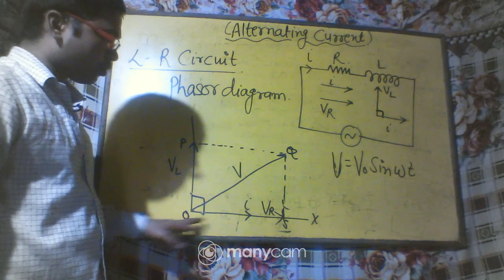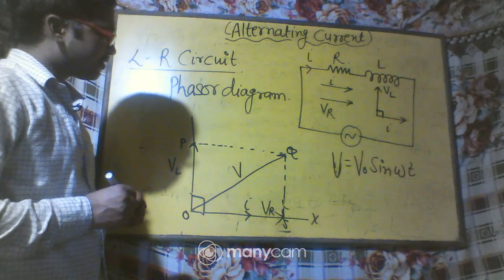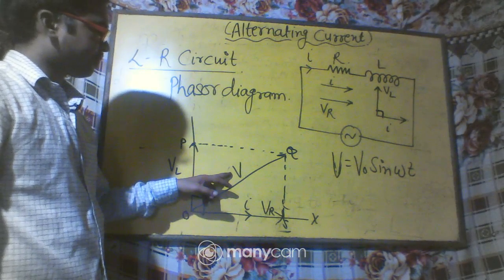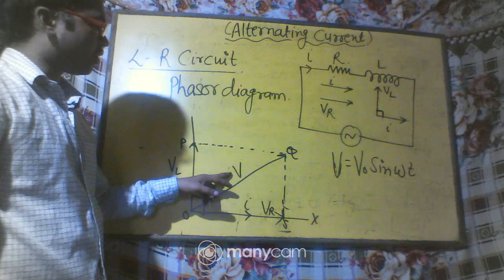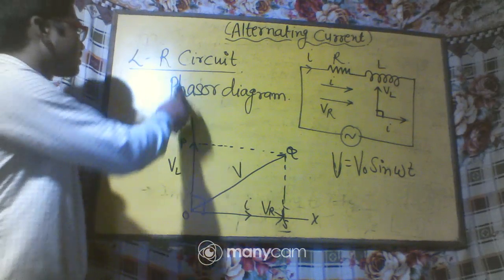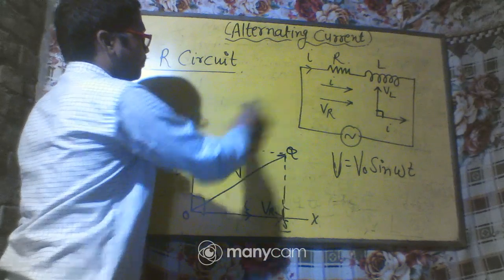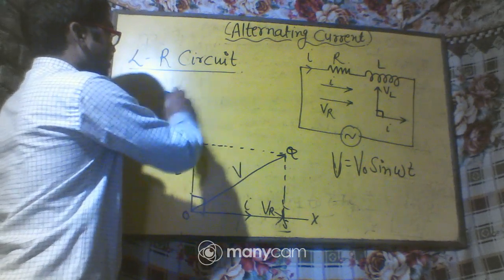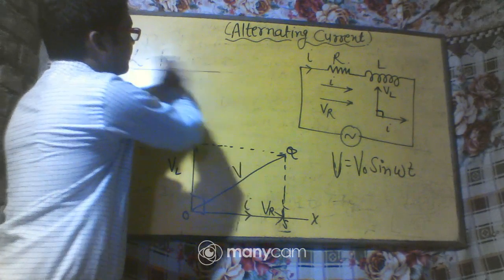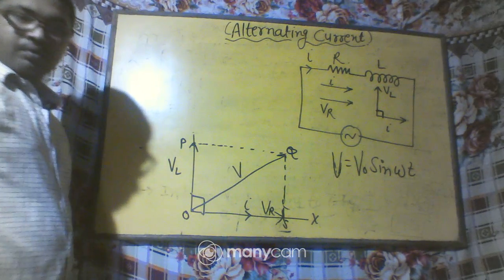circuit, and you can see this triangle, that is OSQ, is a right angle triangle. So you can easily find out the value of V by using the Pythagoras theorem. If you want to find out the value of this V, you can use the Pythagoras theorem for a right angle triangle. So I am going to use the theorem that hypotenuse square is equal to base square plus perpendicular square.